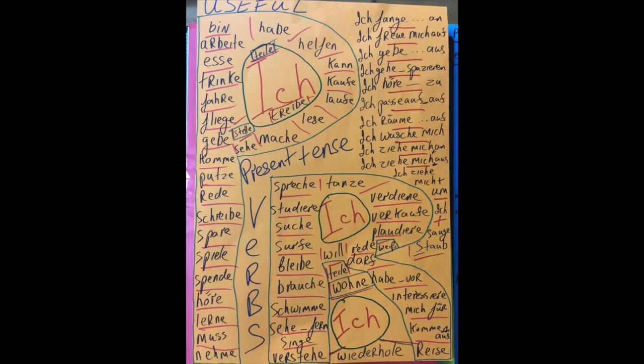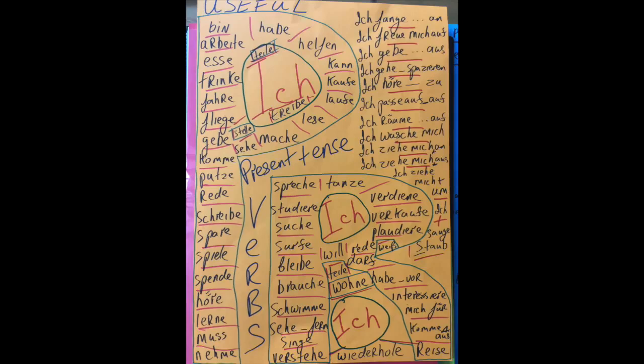Ich putze, I clean. Ich rede, I chat. Ich schreibe, I write. Ich spare, I save. Ich spiele, I play. Ich spende, I donate. Now pay attention with ich spende, because ich spende is not to spend, it's to donate. Ich höre, I listen to. Ich lerne, I learn. Ich muss, I must. Ich nehme, I take.